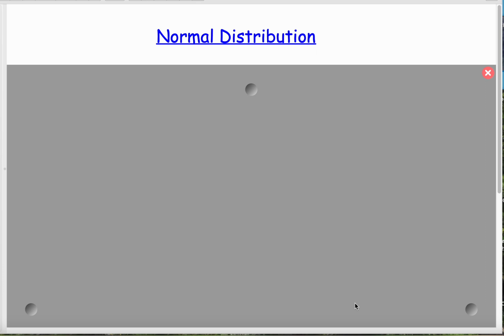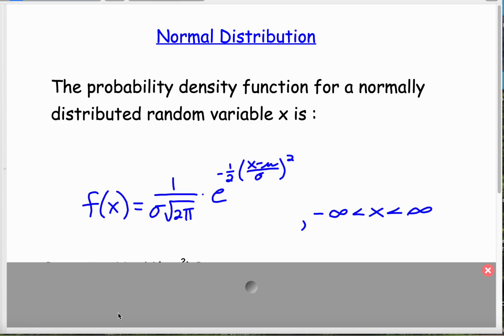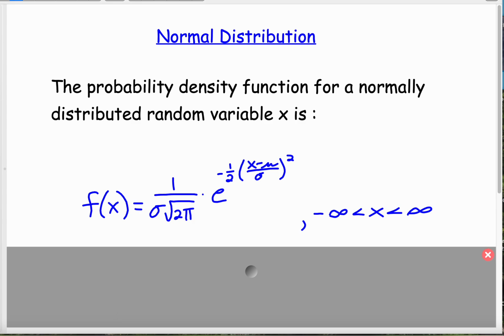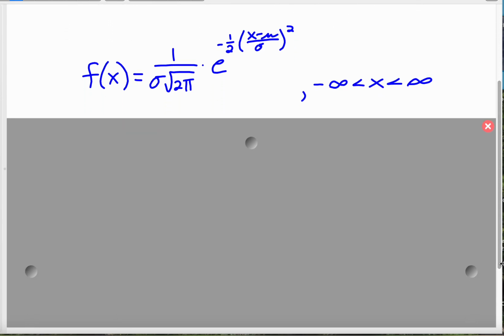Okay, we've already talked about the probability density function for a normally distributed random variable. And this is what it looked like, which seemed really obnoxious. And we actually graphed that to take a look at it by plugging in different values for mu and for sigma.